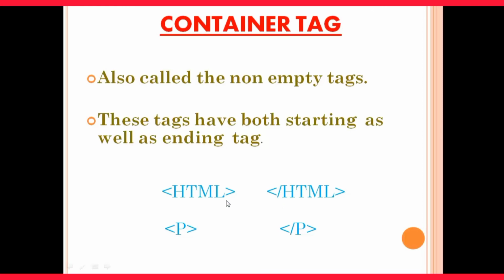Look at the example. Here HTML is the open tag, and this one is the closing tag, but it is preceded by the slash symbol. This is called the closing tag. Here P means paragraph. This one is the opening tag of the paragraph, and this shows the closing tag of the paragraph. So container tags are the tags that have both starting and ending tags.